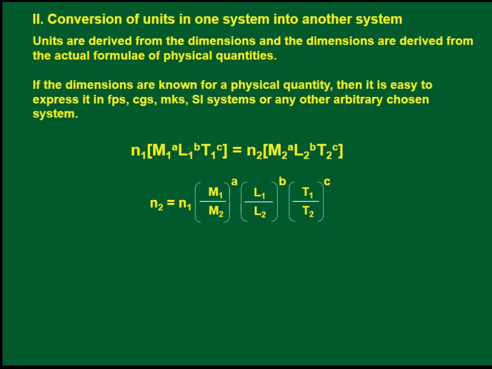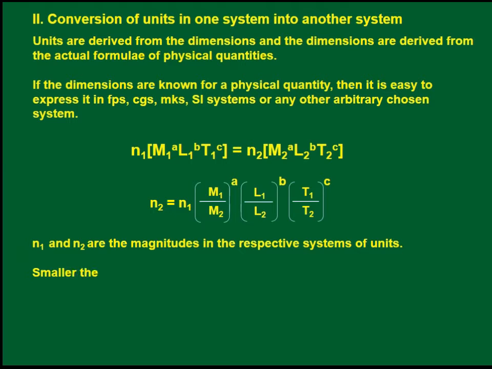Smaller the unit, bigger the magnitude of a physical quantity would be, and vice versa. For example, 1 meter is 100 centimeter. So centimeter is a smaller unit, so its numerical value is more. 1 Newton is equal to 10 to the power 5 dyne. Dyne is a smaller unit, and Newton is a bigger unit. So the magnitude of the quantity in dyne is larger than that in Newton.